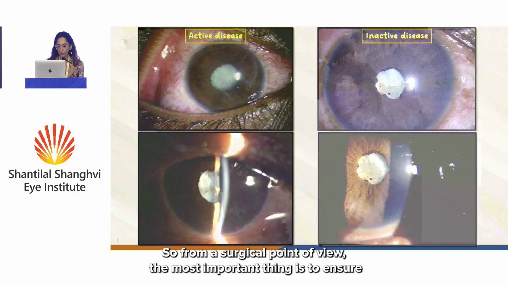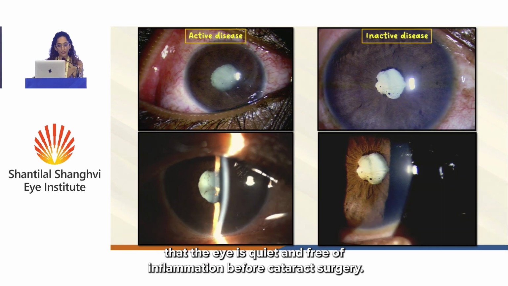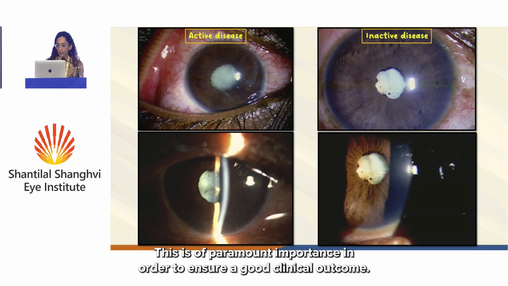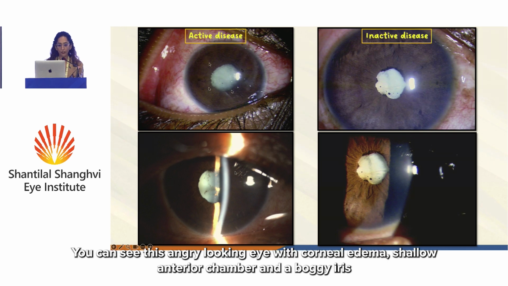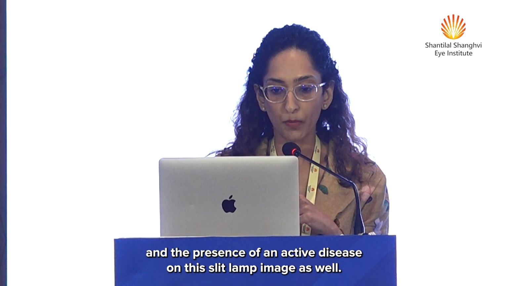So from a surgical point of view, the most important thing is to ensure that the eye is quiet and free of inflammation before cataract surgery, and this cannot be stressed more. This is of paramount importance in order to ensure a good clinical outcome. This diffuse and slit lamp image on your left side shows an eye with an active disease. You can see this angry looking eye with corneal edema, shallow anterior chamber, and a boggy iris, and the presence of an active disease on this slit lamp image as well.